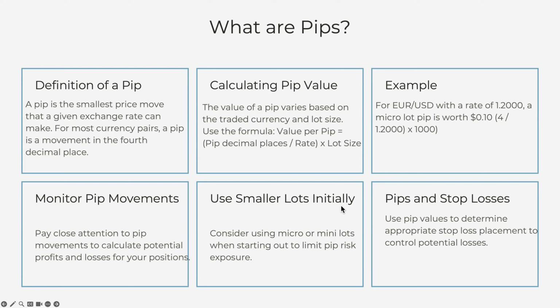Use smaller lots initially. Consider using micro or mini lots when starting out to limit pip risk exposure. Right, and most experienced traders use standards and above. Right, that's dealing with much larger lot sizes, especially if you're using a prop firm. Most likely you're using a standard, 5 standard, 10 standard, and so forth. Okay, so pips and stop losses. Use pip values to determine appropriate stop loss placement to control potential losses.